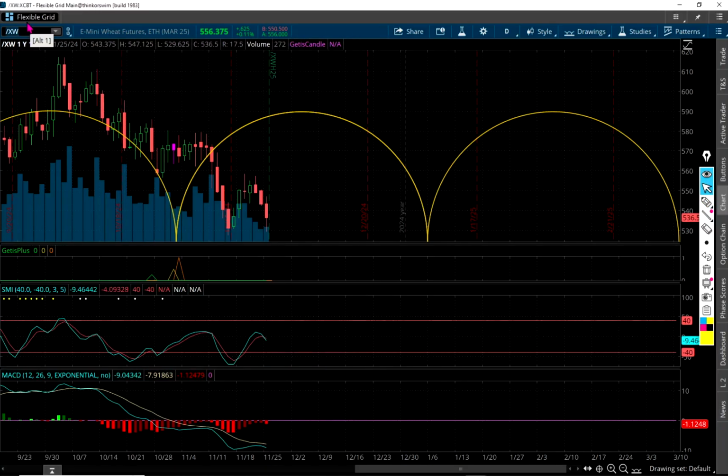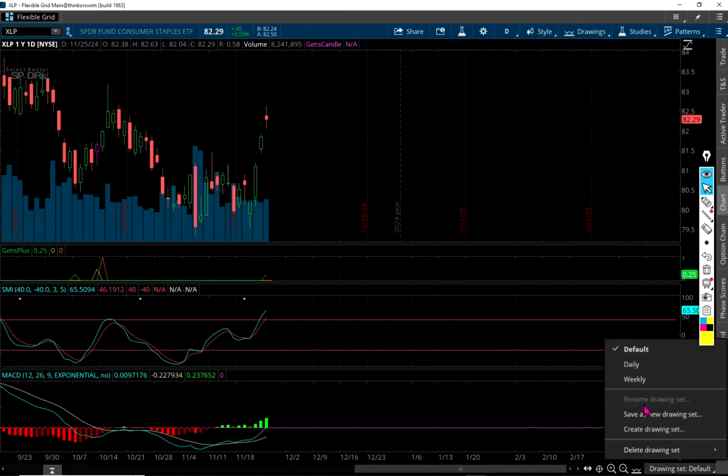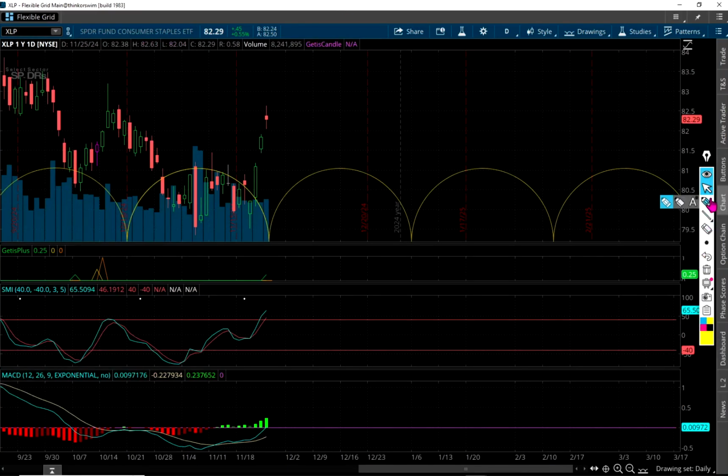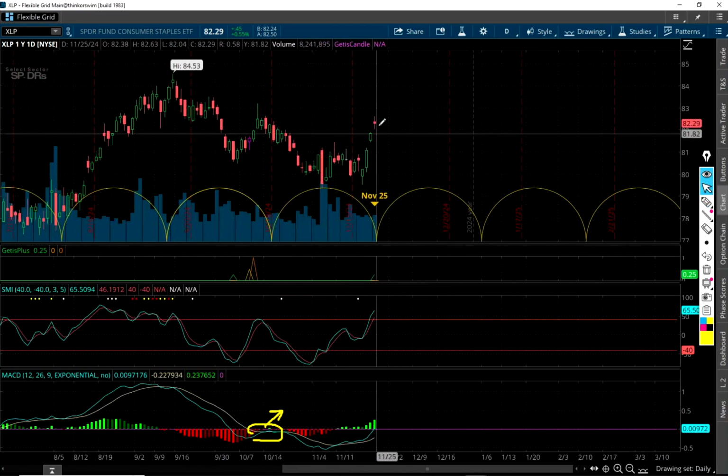Okay, last thing we're going to look at, XLP, which is the Consumer Staples ETF by the SPDR. Wow, it looks like it's making a run here. It's trying to make a run. I think it's going to go positive momentum here. Looks like it's just about to get up here. Okay, let it do its thing. This is a very amazing turn of events here. Look at this gap up stuff going on.